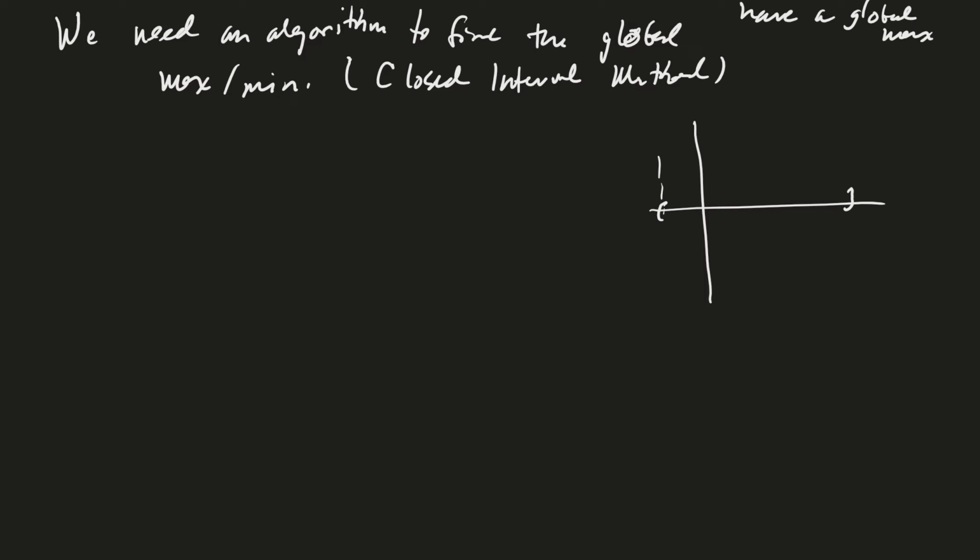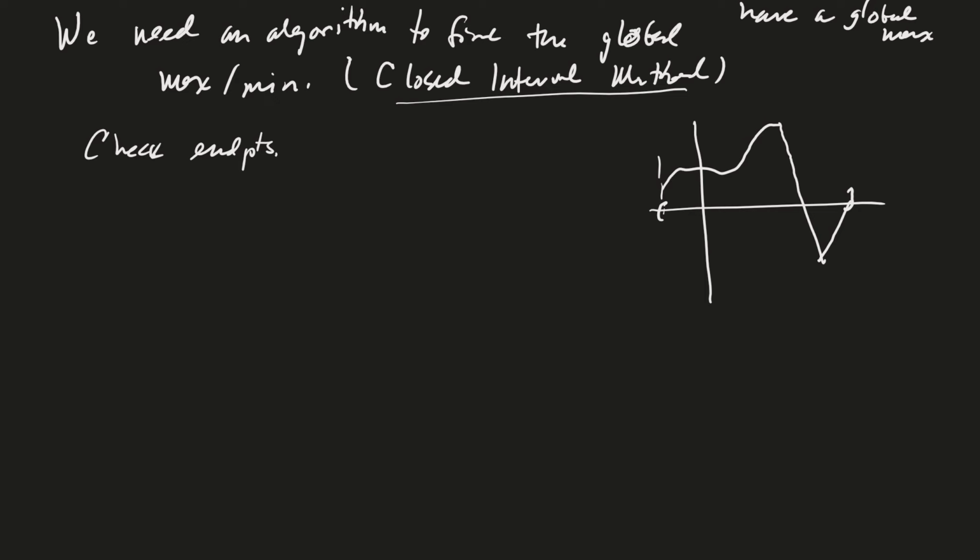We need an algorithm to find the global max and min, and this is going to be called the closed interval method. Just to give you a hint about what's going on here, let's draw a function and see which points we have to look at to see if we have a max or min. From this graph, I think you see we have to check endpoints for the function, because that's where the derivative may not be zero, but we still might have a global max or min at an endpoint.